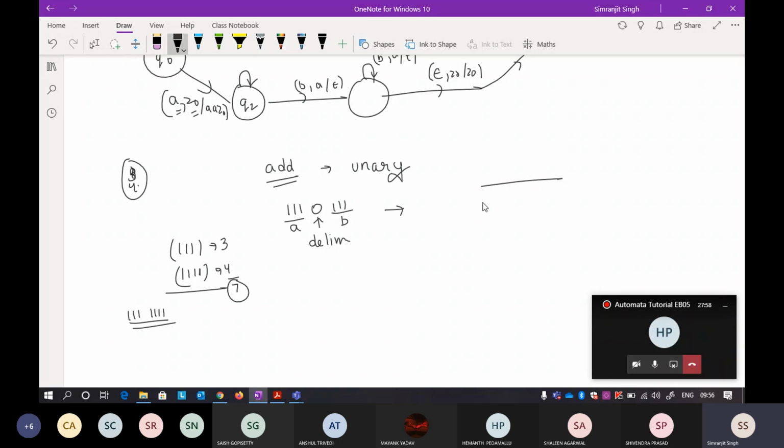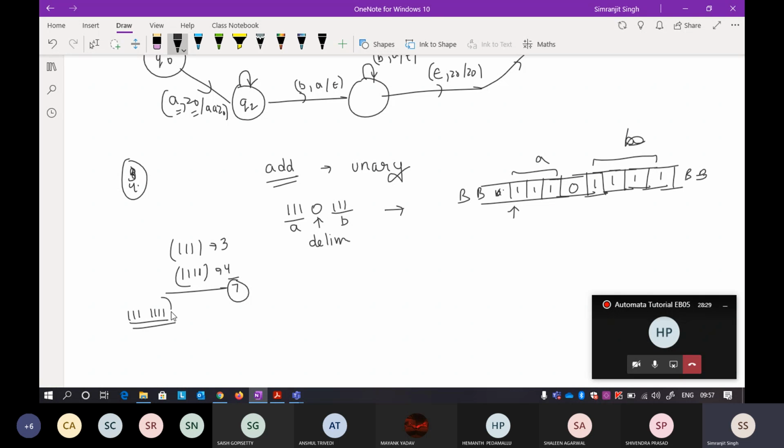The input on the tape will be like this: 111, and there is a separator. The separator is always denoted by a 0, and then there will be 1 1 1 1, suppose four ones. Your pointer here will be on the blanks at the ends. It's a very easy question, and your pointer will be here. Now this is your A and this is your B.